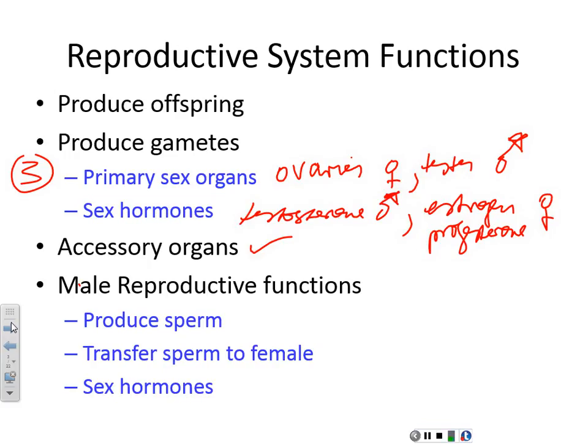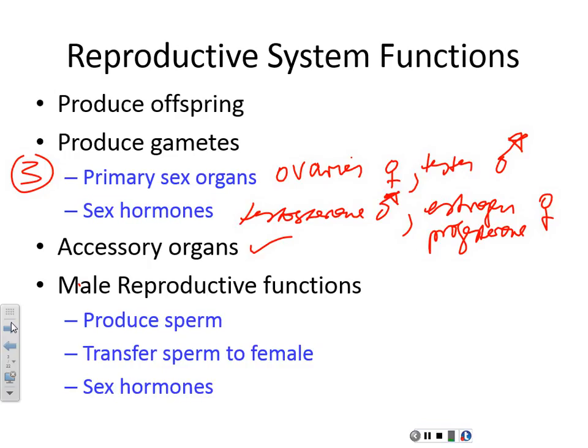And now we're talking specifically about the male, okay? If I ask for the functions of the male reproductive system, then you know that the male is to produce sperm, transfer the sperm to the female, and produce sex hormones, and those are important for secondary sex characteristics and also formation of the sperm cells, right?